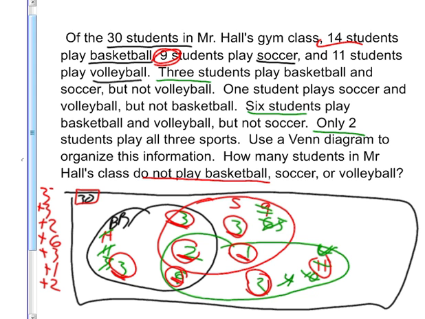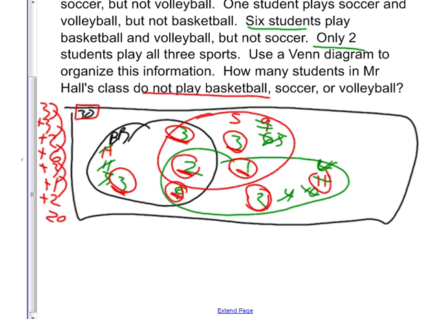So I go 3 plus 3 is 6, plus 2 is 8, plus 6 is 14, plus 3 is 17, plus 1 is 18, plus 2 is 20. So there are 20 students total represented here. And remember that they started with 30, so there must be 10 students who did not play any of those sports. Thank you.